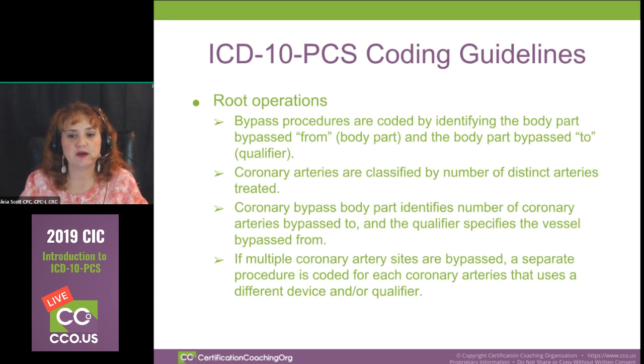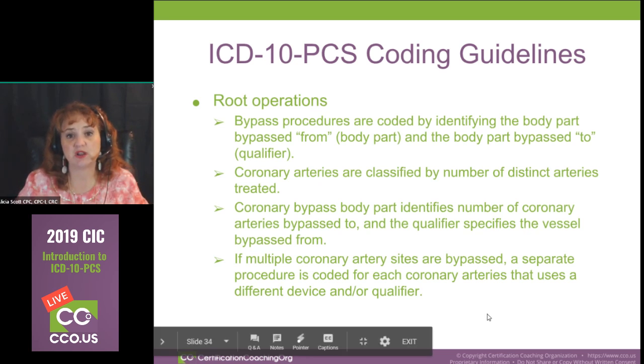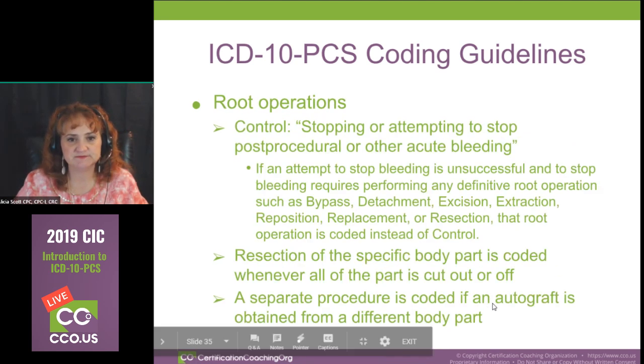Whenever you do bypasses, the qualifier will also be in there because they want to know what vessel was bypassed to and what vessel it was bypassed from. If you're going to do multiple bypasses, then you do a separate procedure for each coronary artery that was done, and then it will have a different qualifier. So the first part of your code will all look the same, but you're going to have a different device or qualifier on each one. So you get to list it more than once. So easy to use.